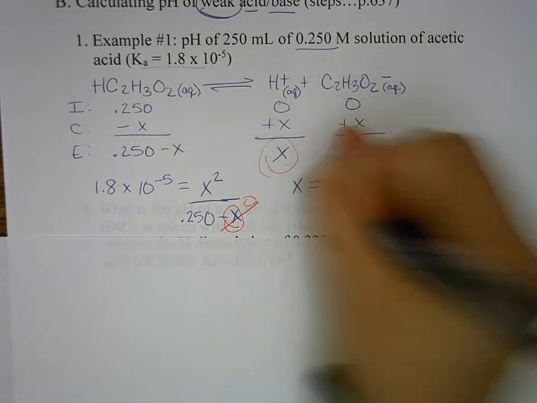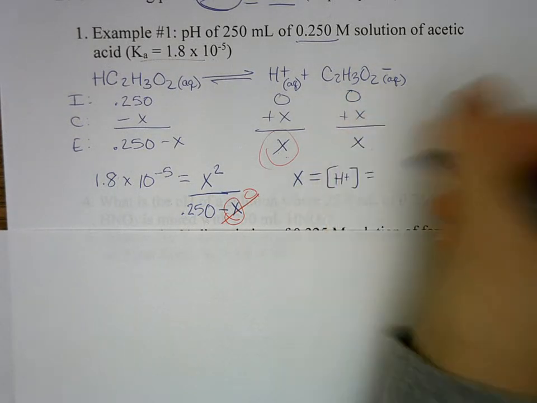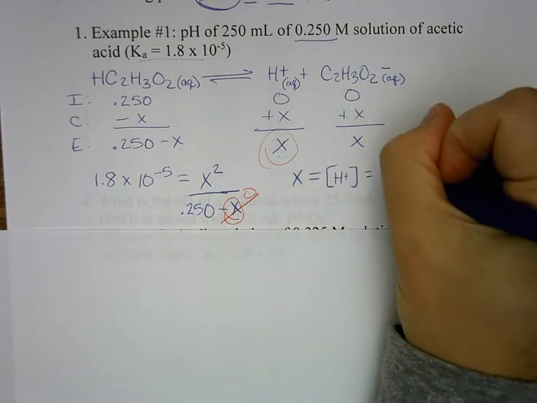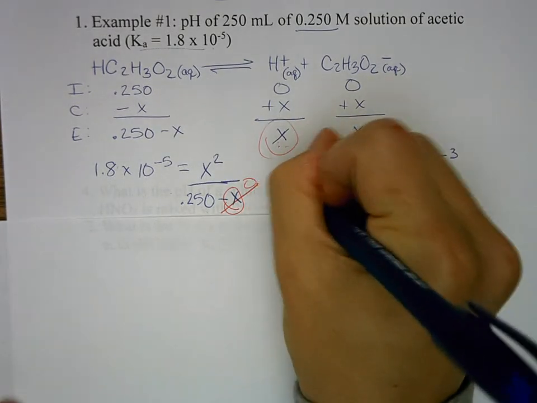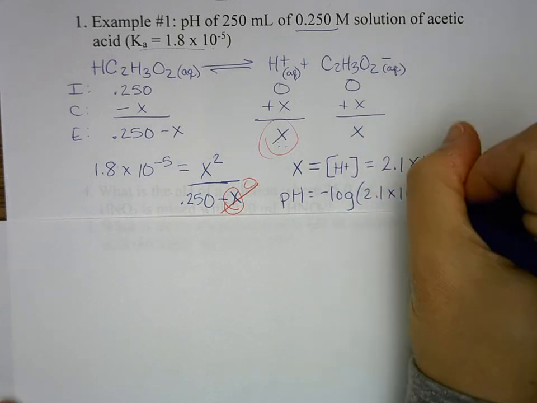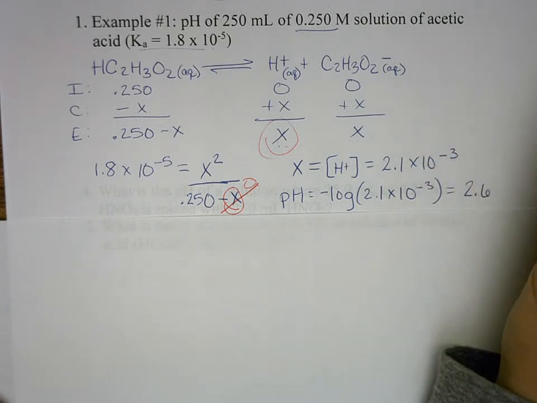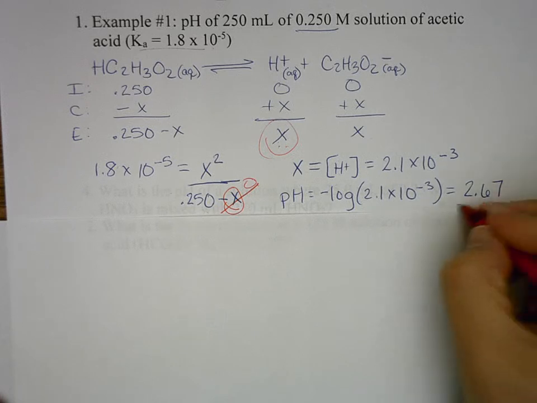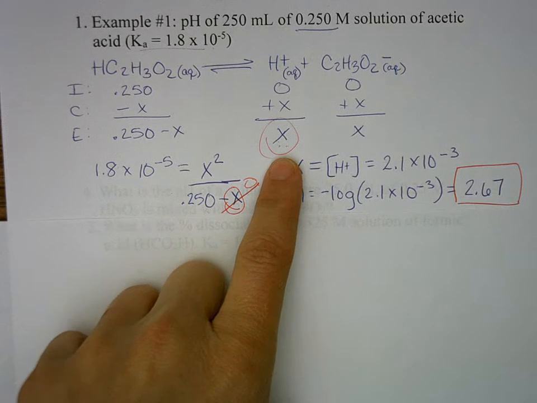Okay, X, when you calculate that, gives you the hydrogen ion concentration, which is 2.1 times 10 to the negative 3. So then if you negative log that, it equals your pH. And that would give you 2.67. Okay, so if it's a weak acid or a weak base, there always has to be the ice table set up, and you have to solve for X to get the concentration that you would negative log.